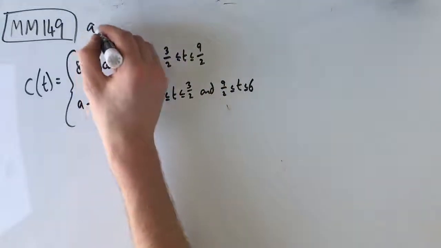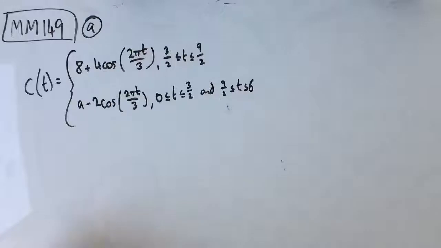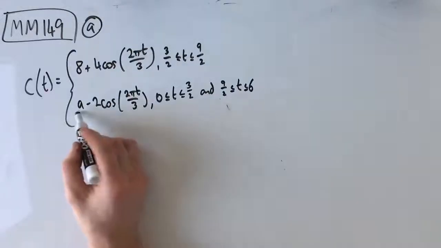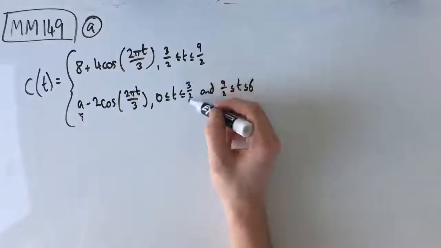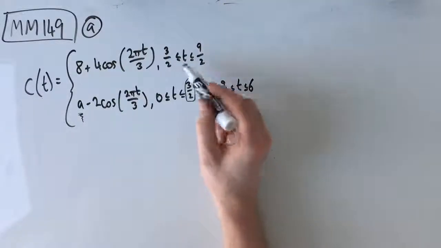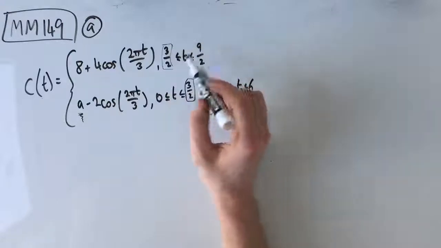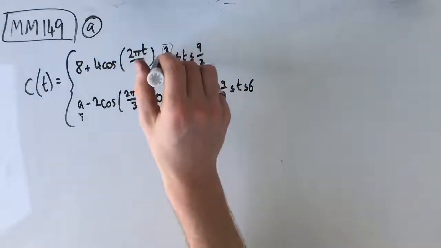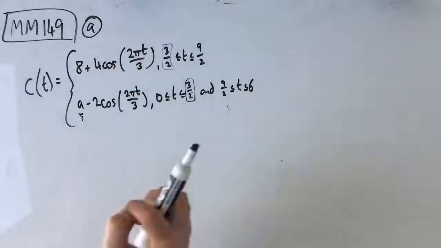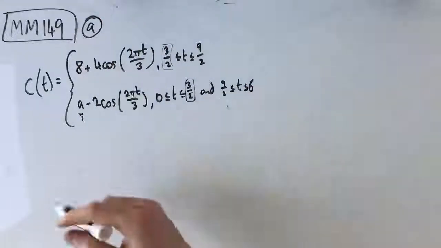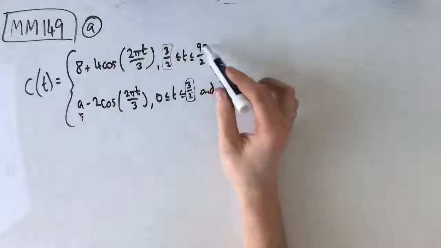Now, the first question, part A, asks us to show that the value of A is 2. So this is the A that they're talking about here. The question tells us that C is a continuous function of time, which means that at these crossover points, at 3 on 2 here, this and this function have to be equal to the same thing. They have to be at a point of intersection because they're continuous, okay? They can't be broken up. Same at 9 on 2.